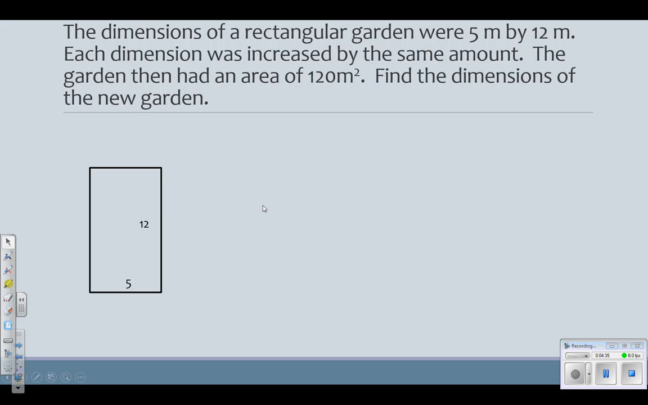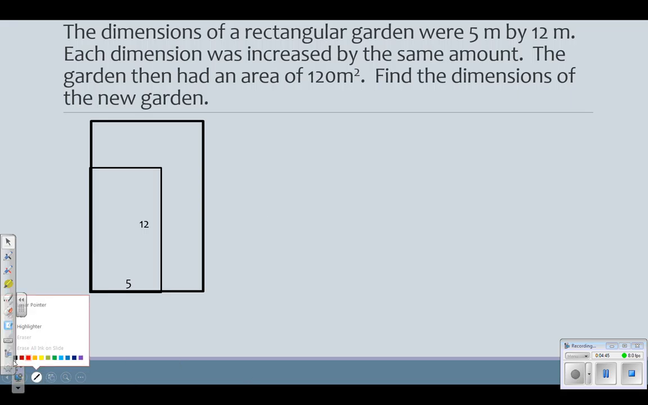Okay, so if each of my sides is going to be increased by the same amount, we don't know what that same amount is. So I'm just going to call it x. So this is x there, and this is x here. Okay, so the dimensions of the new garden are going to be 5 plus x and 12 plus x. Or you could do x plus 12 and x plus 5, because of course the commutative property applies. Again, this is area, so x plus 5 times x plus 12 equals 120.